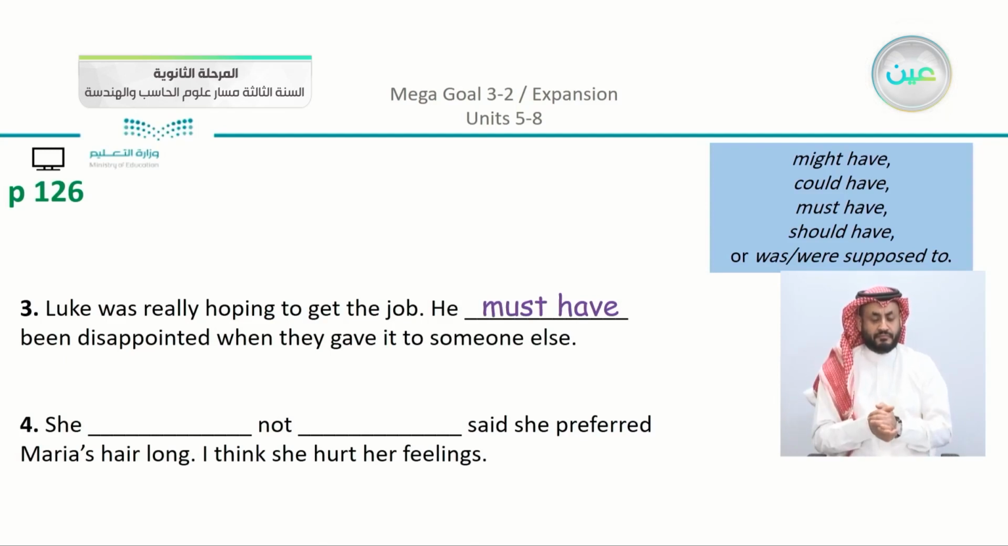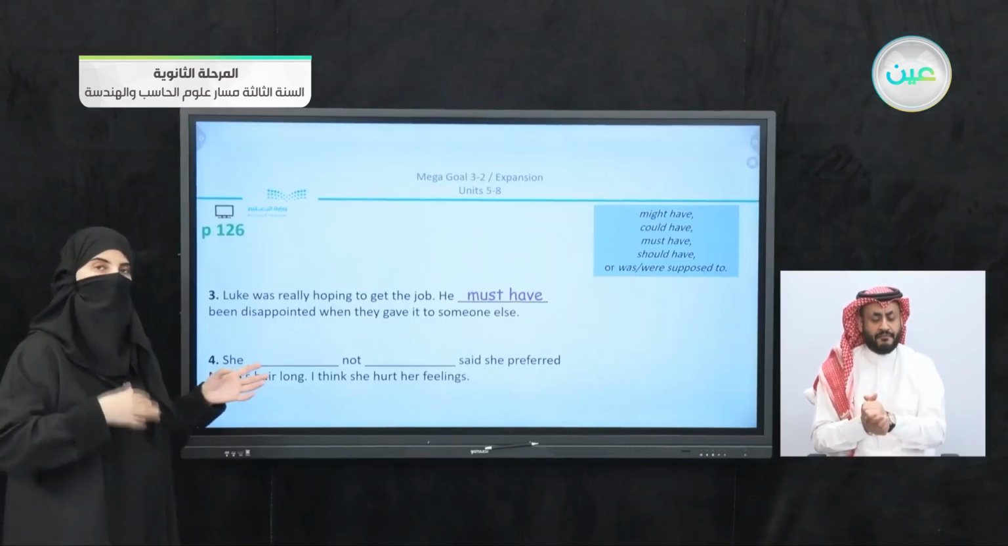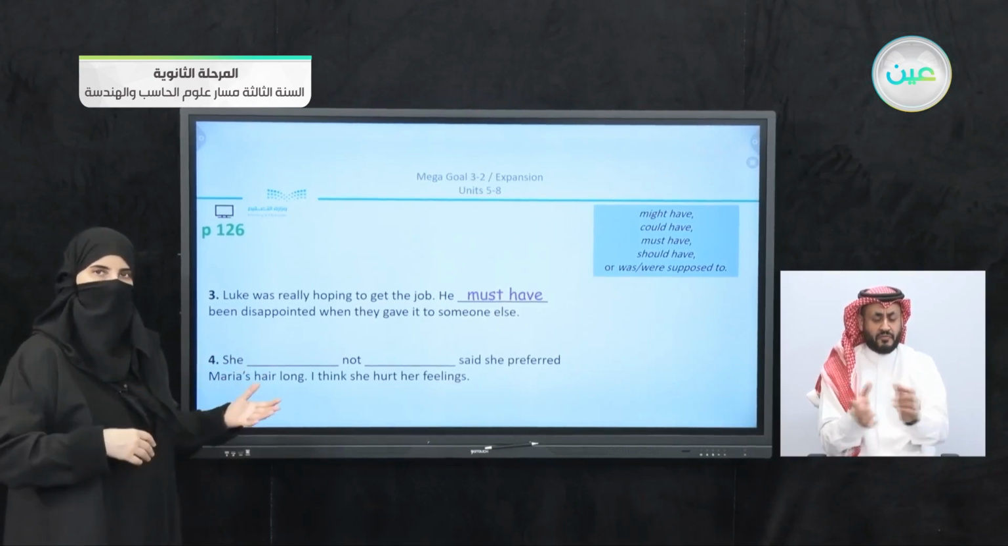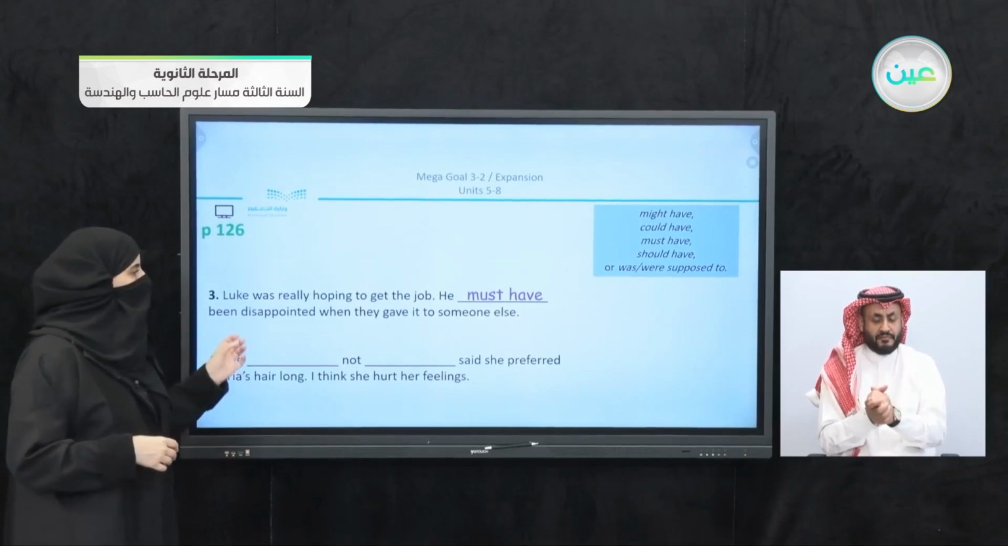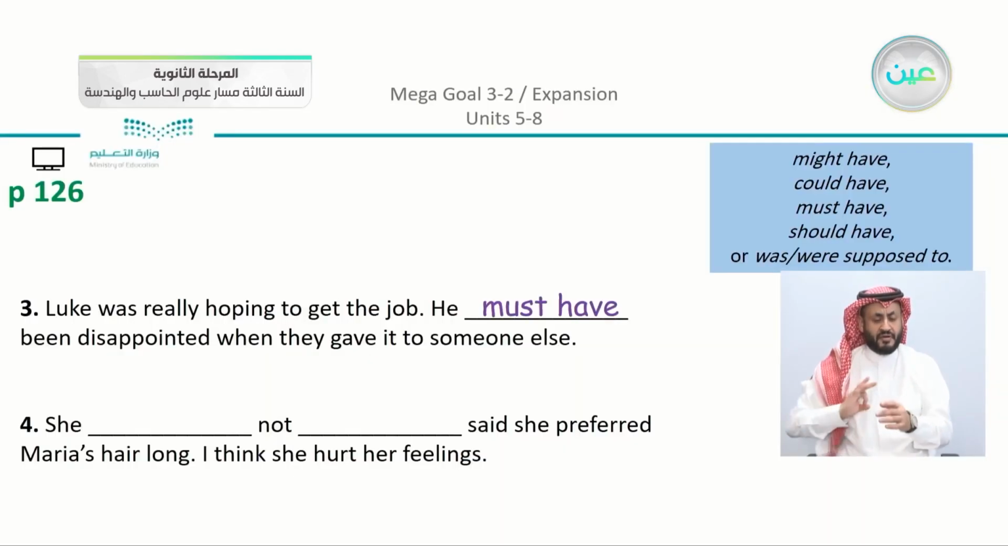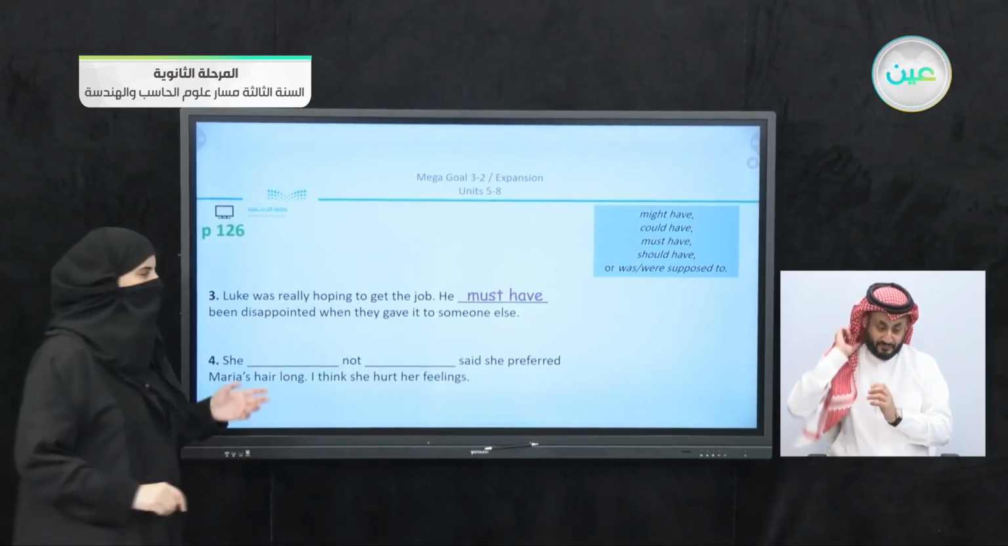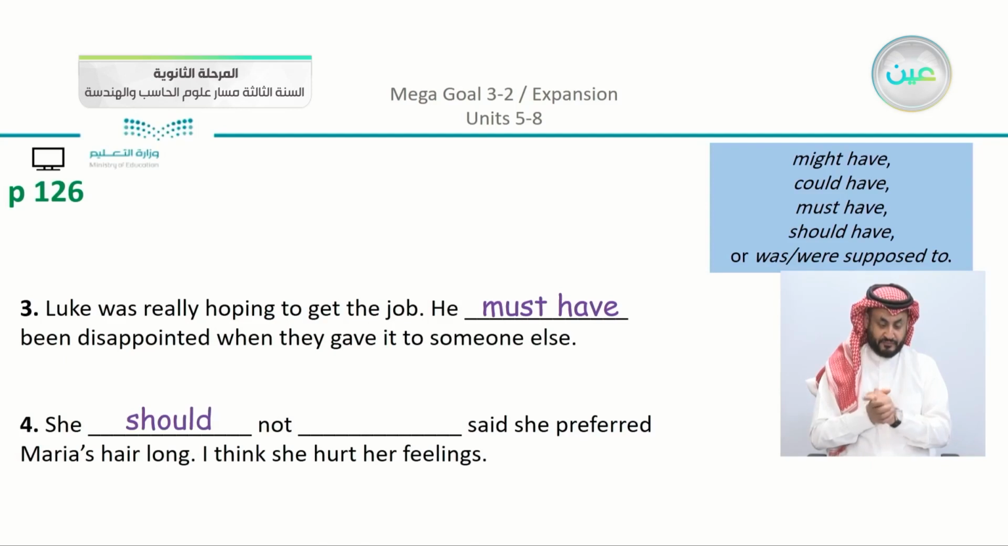We have in the fourth sentence, she, blank, not, blank. So here, there's a new lesson, or just to recall that sometimes you can divide between the two words by using the negative. Said she preferred Maria's hair long. I think she hurt her feelings. So from the ending of the sentence, I think she hurt her feelings. What can we say? Now we can say that she should not have said she preferred Maria's hair long.